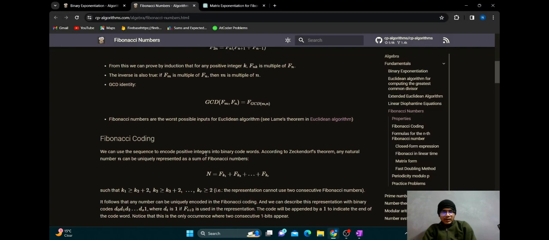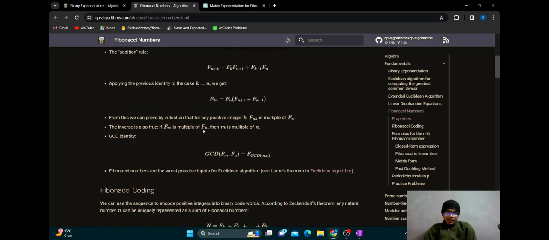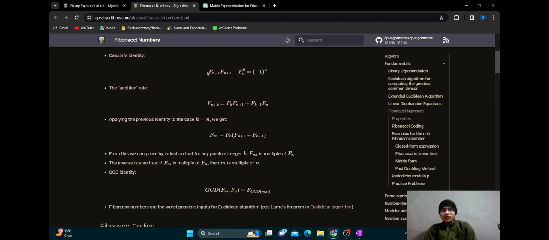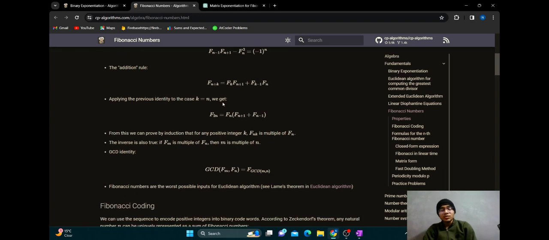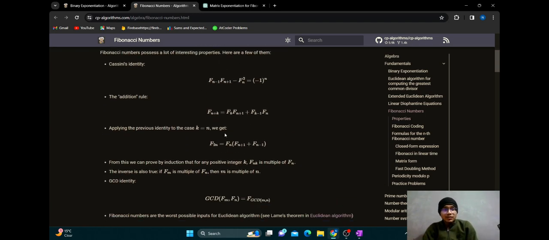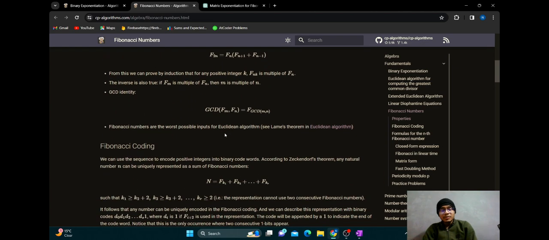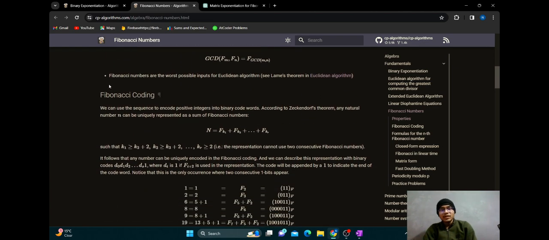So these are some of the identities. You can Google it, and if you want to see the proof, you can Google it or ask ChatGPT. These can be proved with mathematical induction. We are not going to prove it here.